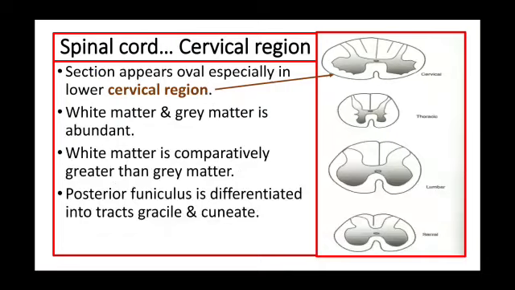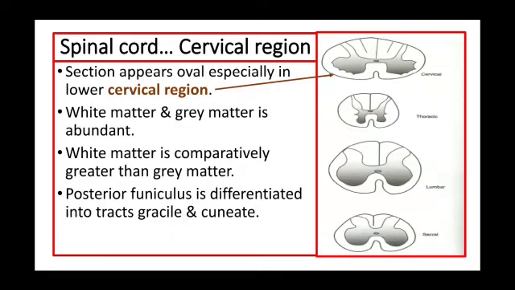Now coming to the sections. So identify the cervical section. We have the cervical section, thoracic section, lumbar and sacral sections. We'll take up each one of these separately. The cervical section appears oval, especially in the lower cervical region.